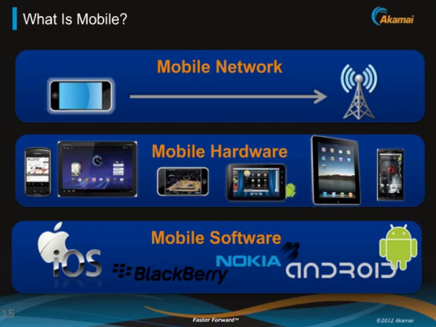So I tend to think about mobile in these three buckets, and that helps me address questions like, is an iPad on Wi-Fi, is that mobile? Well, that involves mobile hardware and mobile software, but not mobile network. What about a laptop tethered to a 3G connection? That's the mobile network, but it's not the hardware and software. So it helps a little bit when we address that.